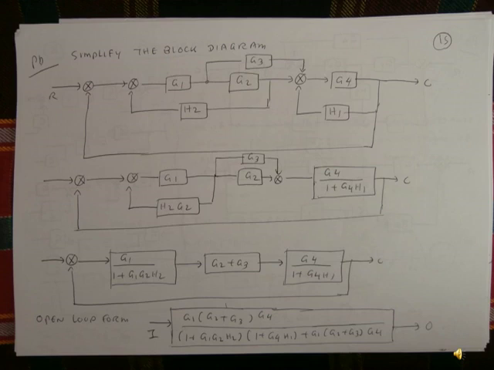The transfer function is G1 multiply G1 plus G2 plus G3 multiply G4 divided by 1 plus G1 G2 H2 multiply 1 plus G4 H1 plus G1 multiply G1 plus G3 multiply G4.